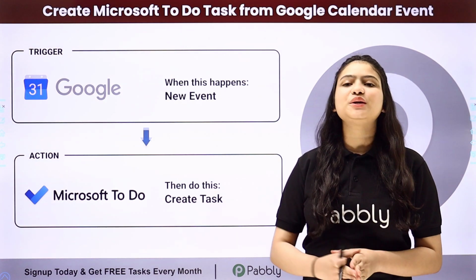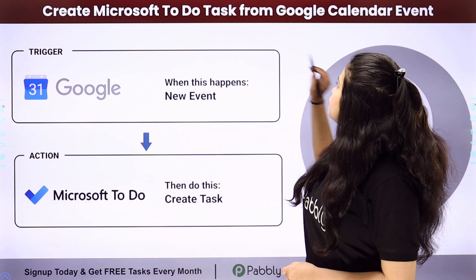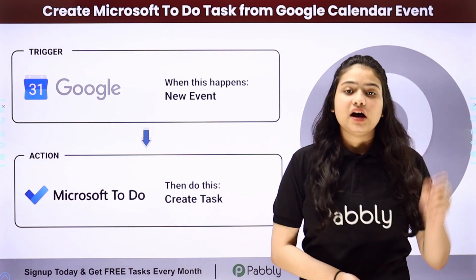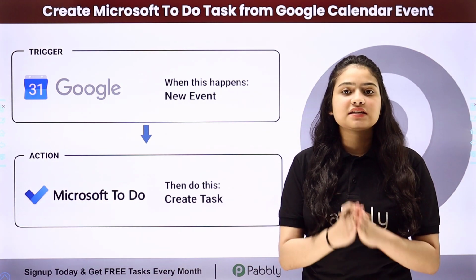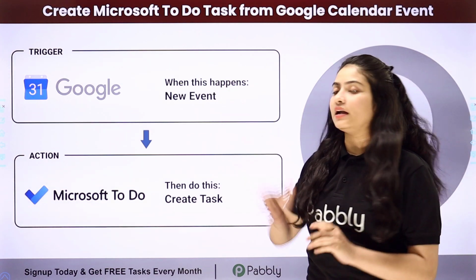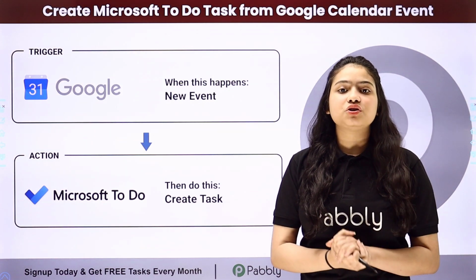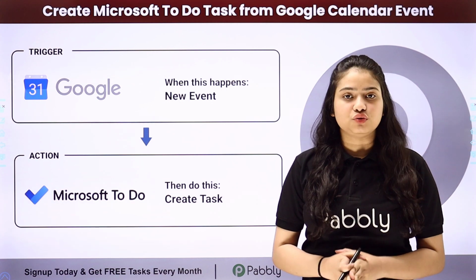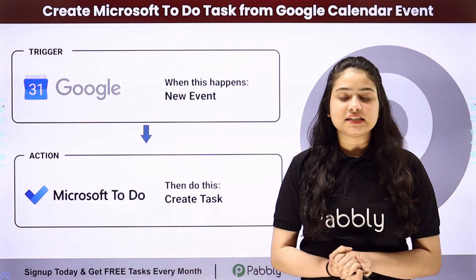In this video, we are going to learn how to create Microsoft To-Do tasks from Google Calendar event. Here, my objective is that as soon as I create a new event in my Google Calendar, automatically that same event should be added as a task in Microsoft To-Do. So how are we going to automate this entire process?